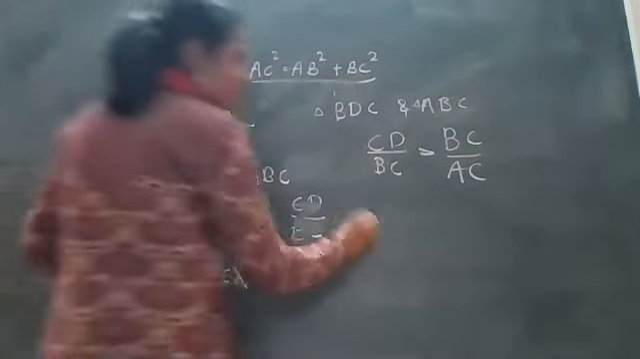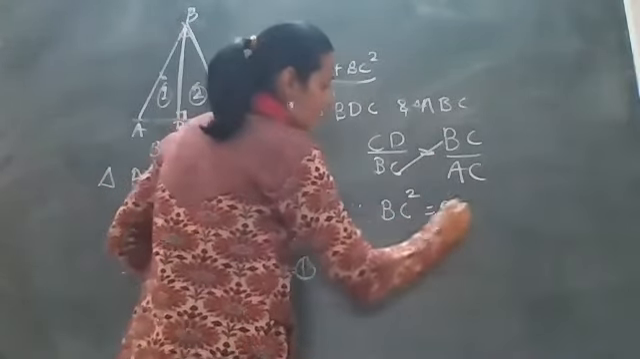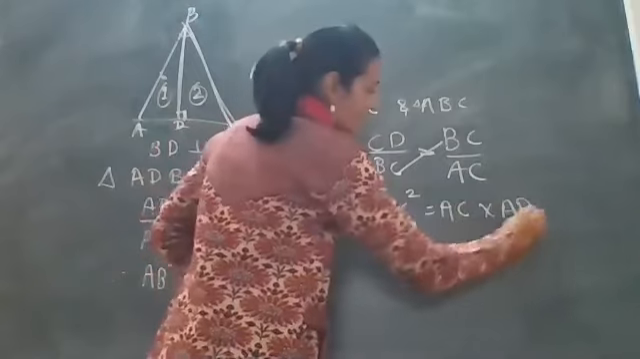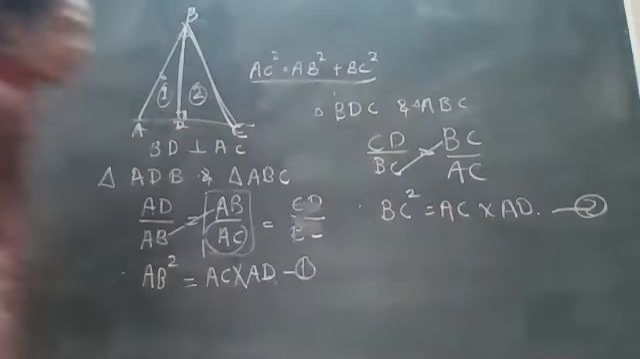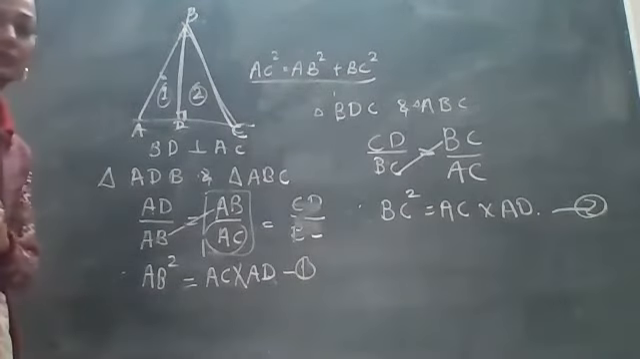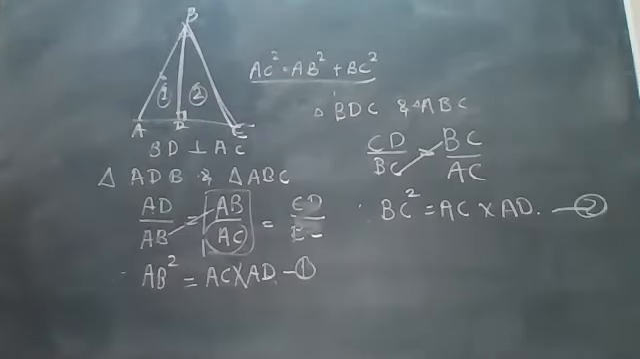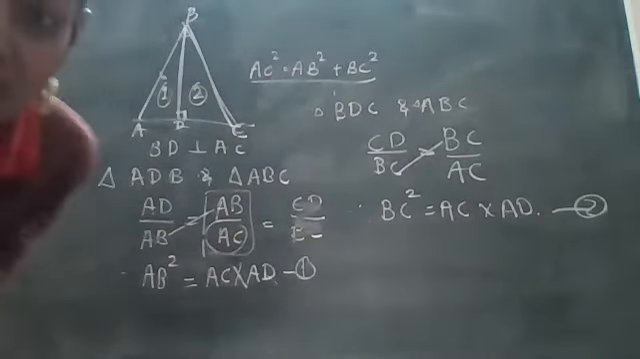So here what will become? Cross multiplication. We will get BC square is equal to AC into CD. That is our equation 2. Clear to everyone? Did you understand? Yes or no?